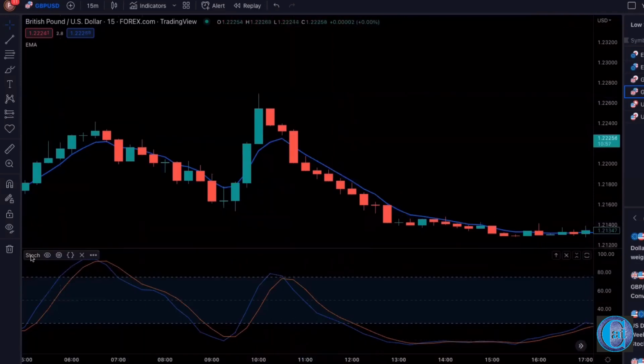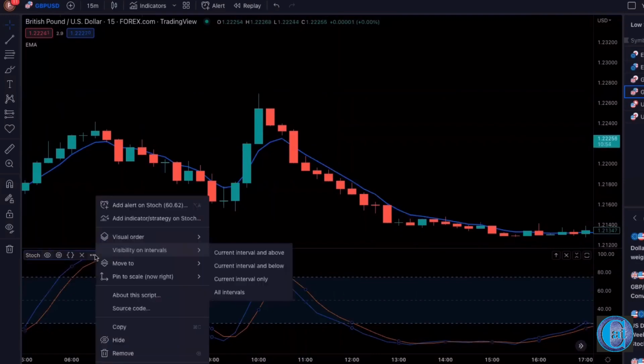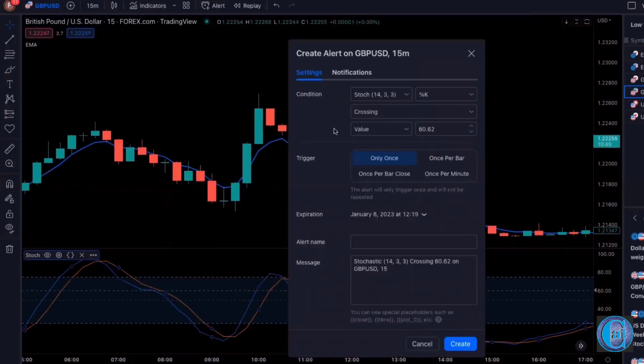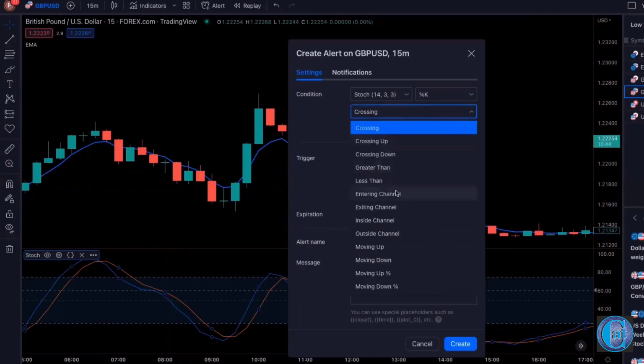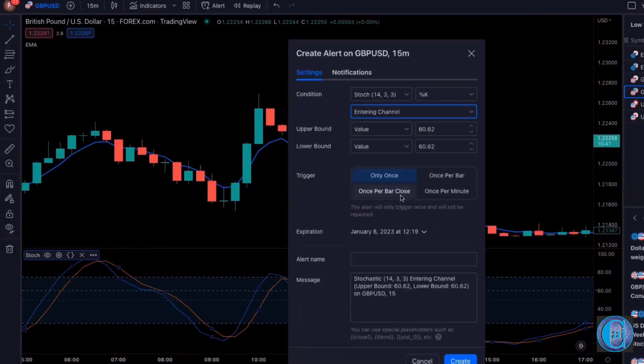So for that, we're going to go into the stochastic indicator right here. Click on the 3 dots. Click on Add Alert on Stochastic. And here's how we're going to set this up. In Conditions, instead of crossing, do Entering Channel. Okay? When we do Entering Channel, we're going to change the upper bound and lower bound. The channel will not be at 60. Okay, the upper bound will be 75. Okay, and you see that, right? And the lower bound will be 25.